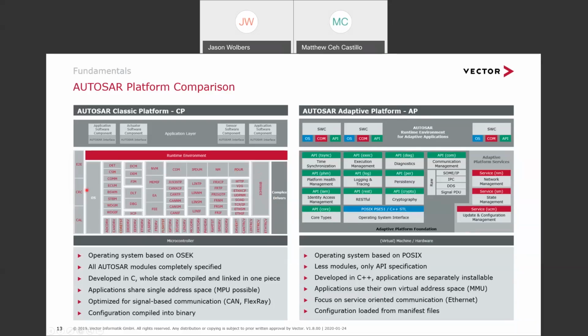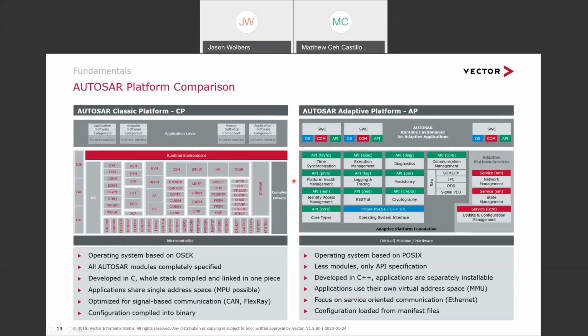We have a dedicated OS, which is specified by the AUTOSAR consortium. And essentially all of this is designed in C. And we support a number of serial bus systems. We can use CAN or FlexRay or LIN or Ethernet. And when we design the system, we build everything into one giant binary. So we take all of our application code, all of the basic software, operating system, it's all compiled together into one big binary.